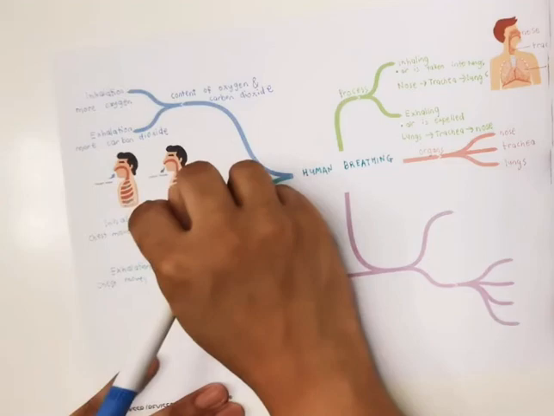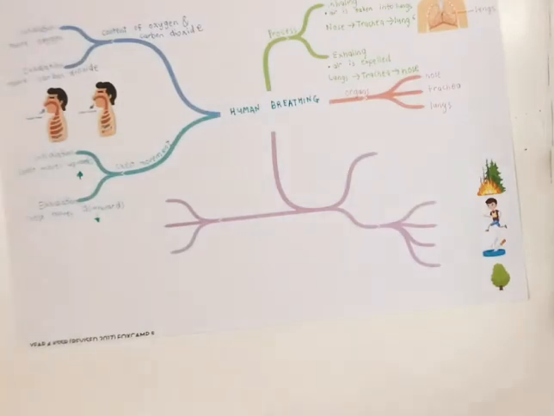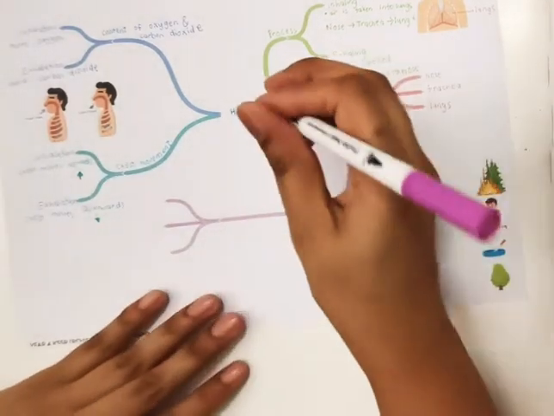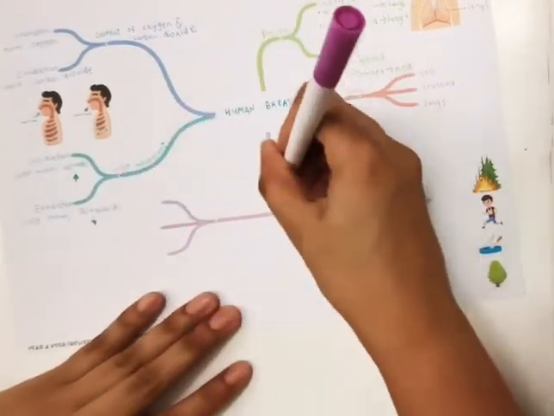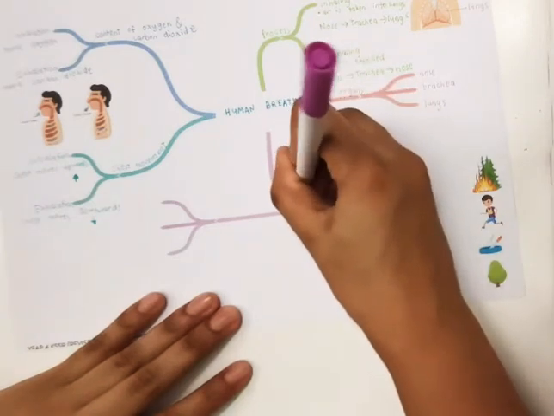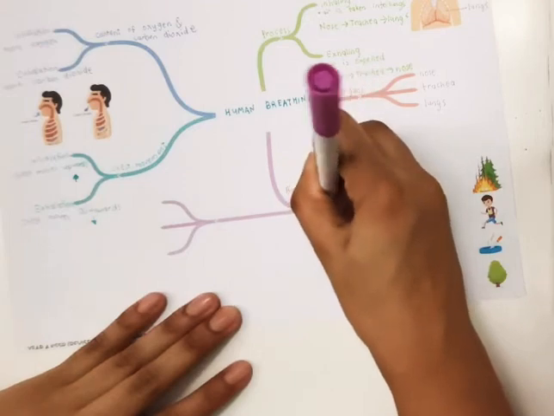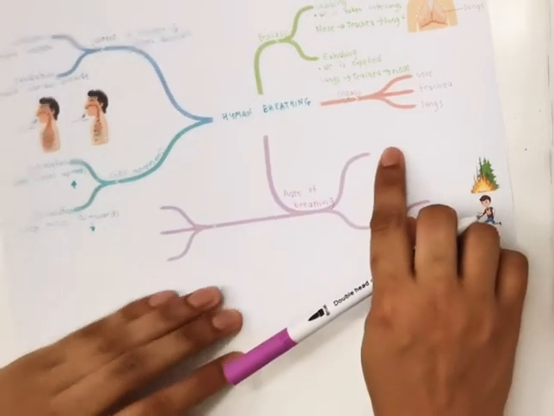Okay, now the last one that you're going to learn is about your rate of breathing. Okay, rate of breathing is when your heart moves in a different pace. So first of all, you're going to write over here, rate of breathing. What does rate of breathing mean? So we're going to write it over here.